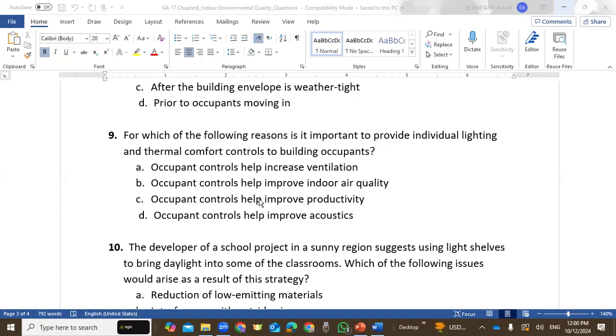So occupant controls, either lighting or thermal or whatever, help improve productivity. And if you choose any other option, not C, you will be really confused. Why? Because he says individual lighting and thermal, meaning light and temperature. Let's see A. Occupant controls help increase ventilation. What is the relation of ventilation to lighting and thermal? Help improve indoor air quality. What is air quality related to lighting and thermal? It's different. Occupant controls help improve acoustics. What is the relation of acoustics to light and temperature also? So it helps improve productivity.